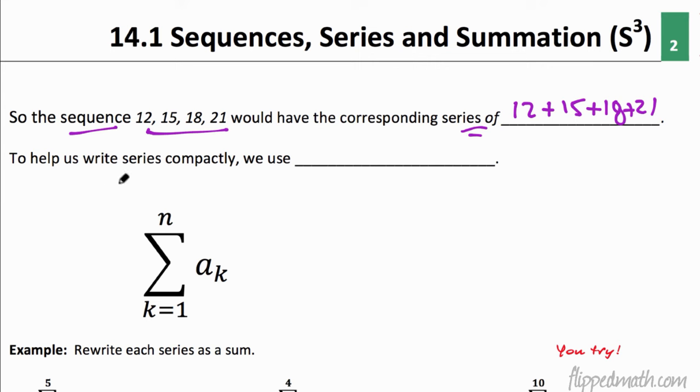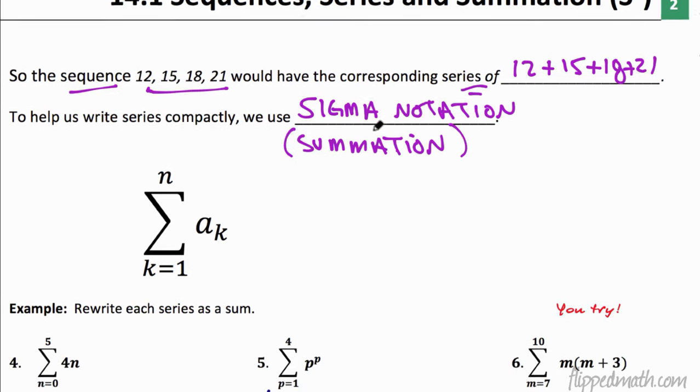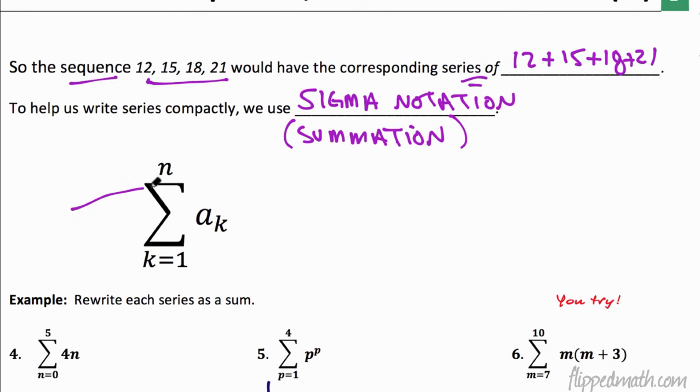So to help us write this compactly, we use sigma notation. Sometimes this is called summation notation. But you know what? There's too much rhymage in that summation notation. That's crazy. I'm not going to say it like that. So I call it sigma notation because this thing right here is called sigma. It's a Greek letter. And in mathematics, it represents adding all the terms together.